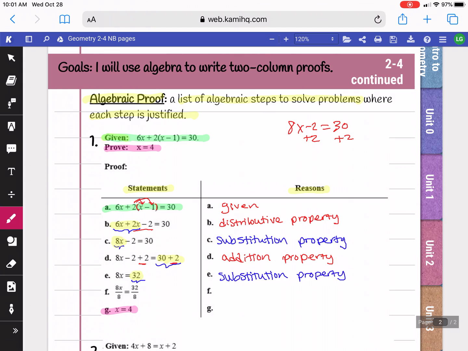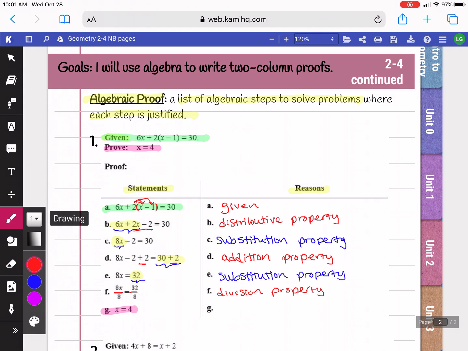And then next, once they get 8x equals 32, I'm going to look here. The next step would be to divide both sides by 8. Since they're dividing both sides by 8, they're using the division property. And here we know that our 8's would cancel on the left, and on the right, you would get 32 divided by 8 equals 4. Since they're simplifying it, 32 divided by 8 is 4. They're using the substitution property.